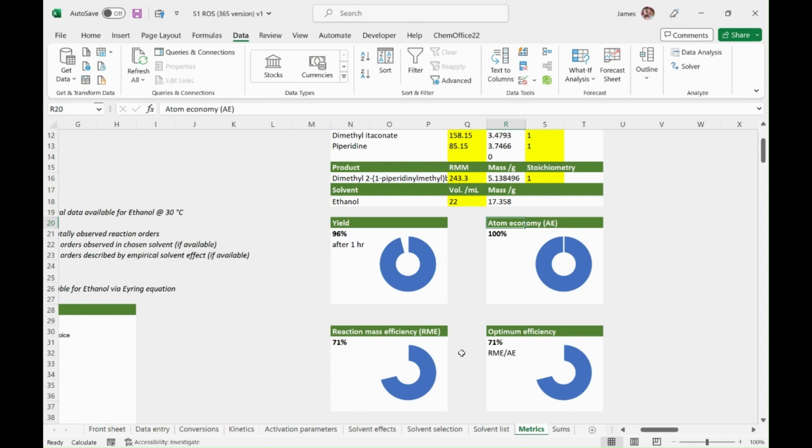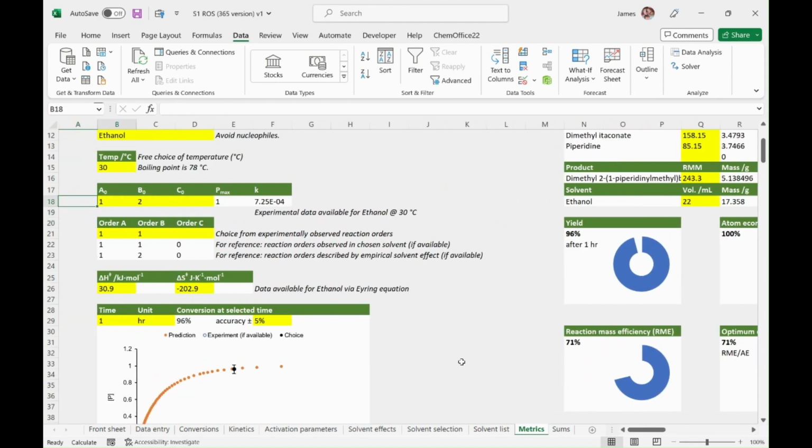The lower two graphs relate to the amount of waste that is produced. In the bottom left, we have reaction mass efficiency, 71%. If we use an excess of one reagent over another, that excess will become waste, and so we could minimize that by using equimolar starting conditions. We could also leave the reaction going longer, and we get improved mass utilization as we incorporate more reactants into products.